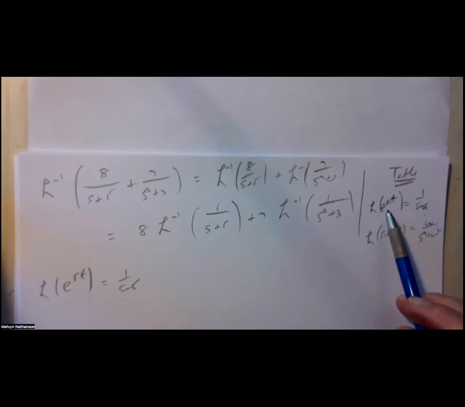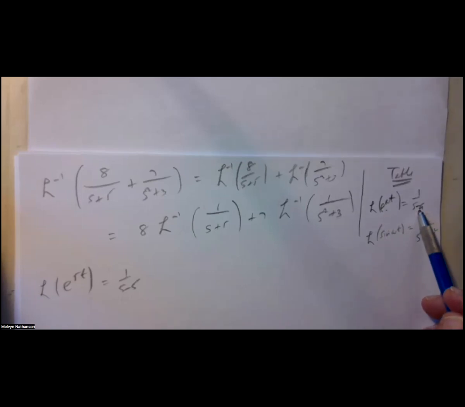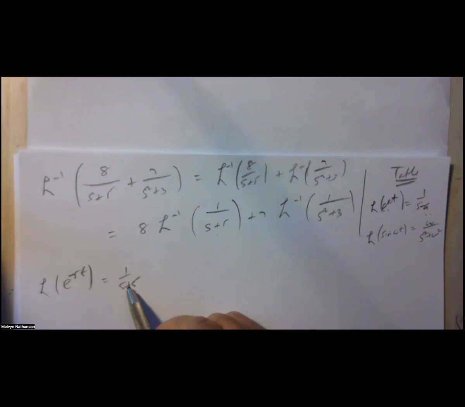Oops, I'm sorry, e to the at, 1 over s minus a. So if I have e to the 5t, the Laplace transform of e to the 5t is 1 over s minus 5, but I want 1 over s plus 5. So e to the minus 5t is 1 over s plus 5. So the inverse Laplace transform of 1 over s plus 5 is e to the minus 5t.